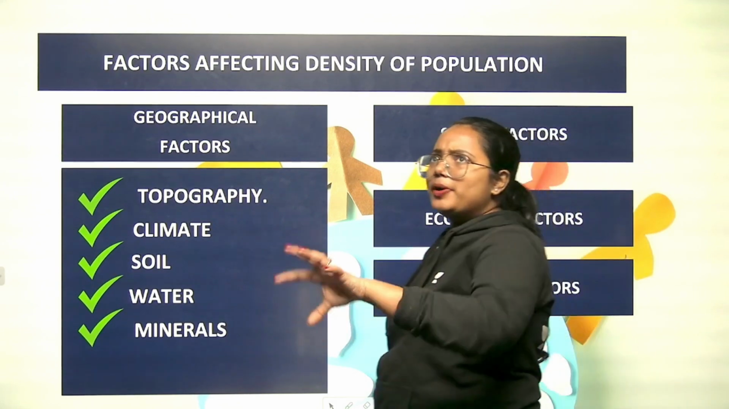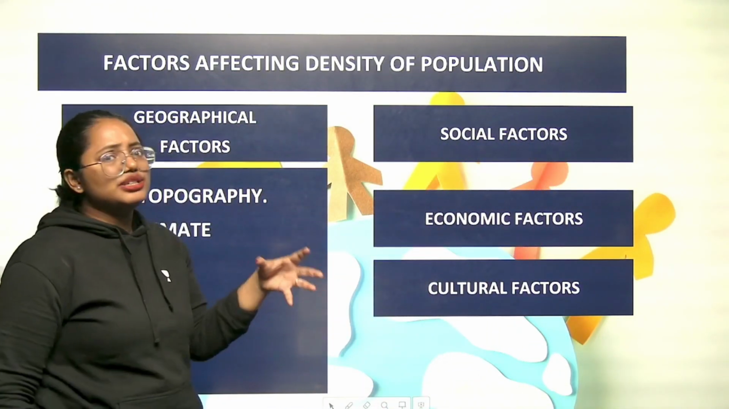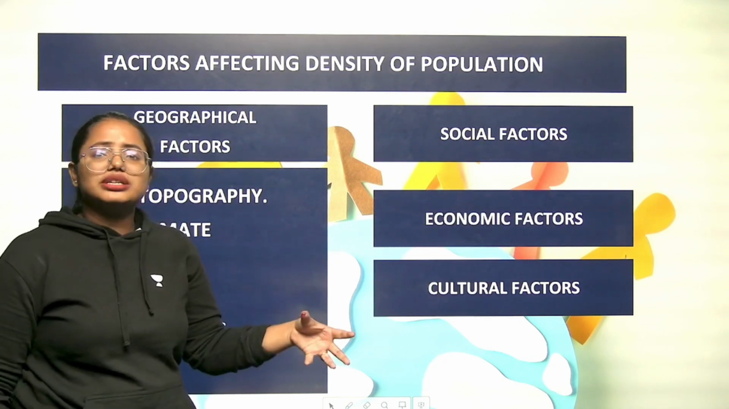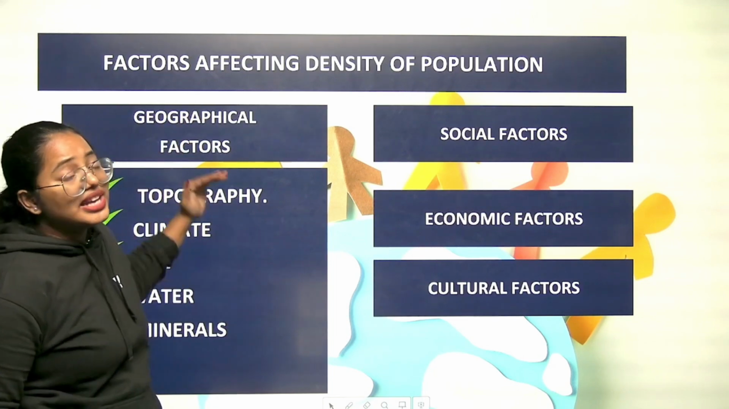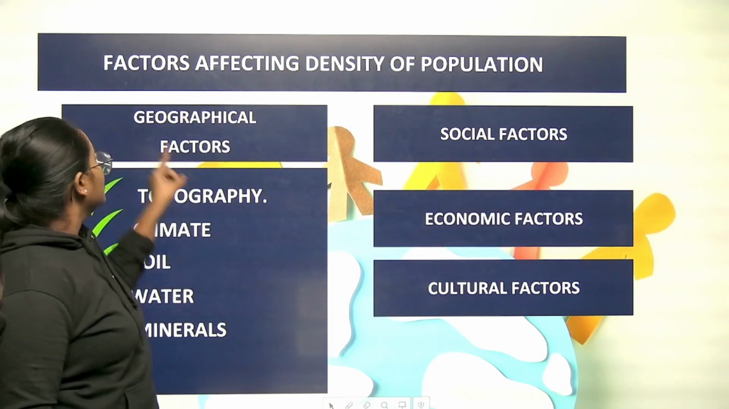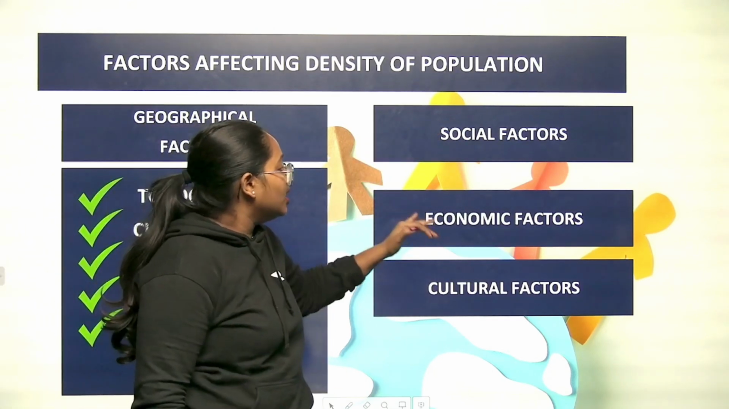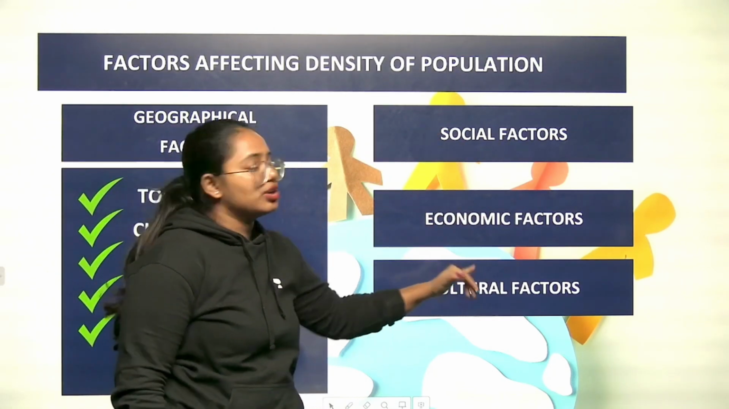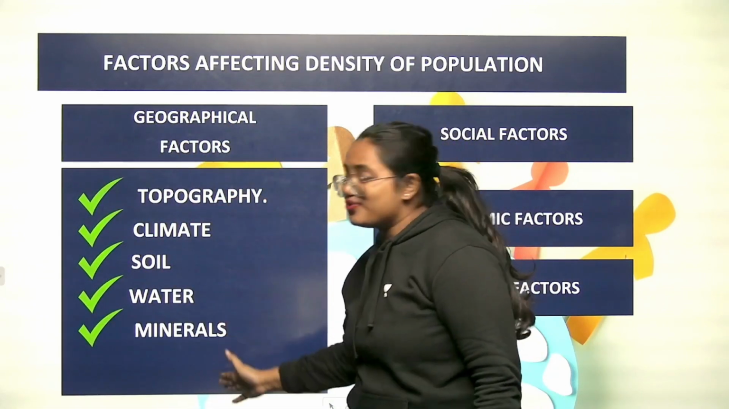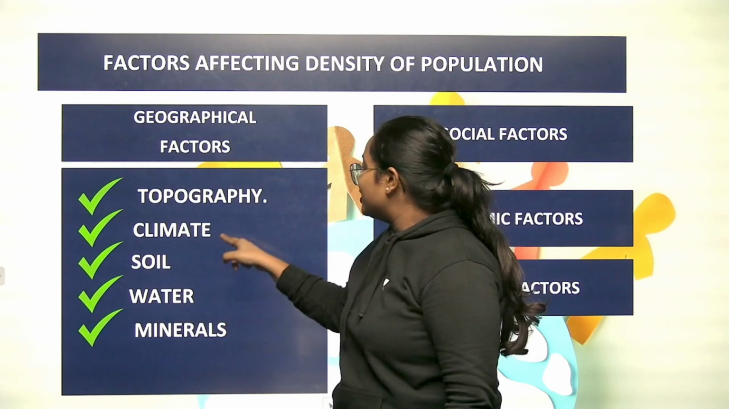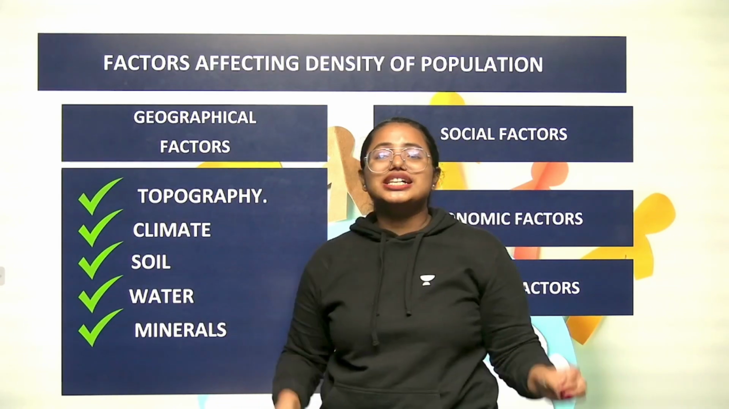So we know that the population is not uniform, but there are certain factors affecting it. Why is there a difference in population among these areas? That's what we are going to learn now. For that, you need to understand the various factors affecting density of population. The first one is geographical factors, second is social factors, third is economic factors, and fourth is cultural factors. But geographical factors alone have various factors inside them: topography, climate, soil, water, minerals, etc. So now we are going to learn this one by one.